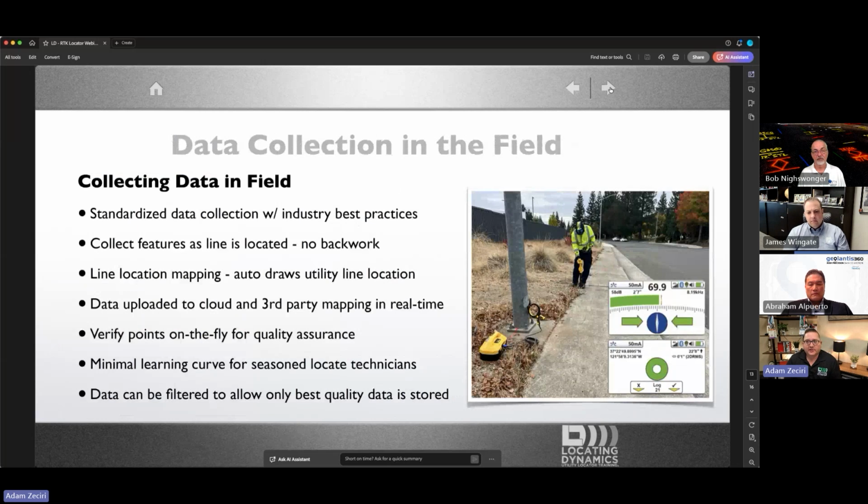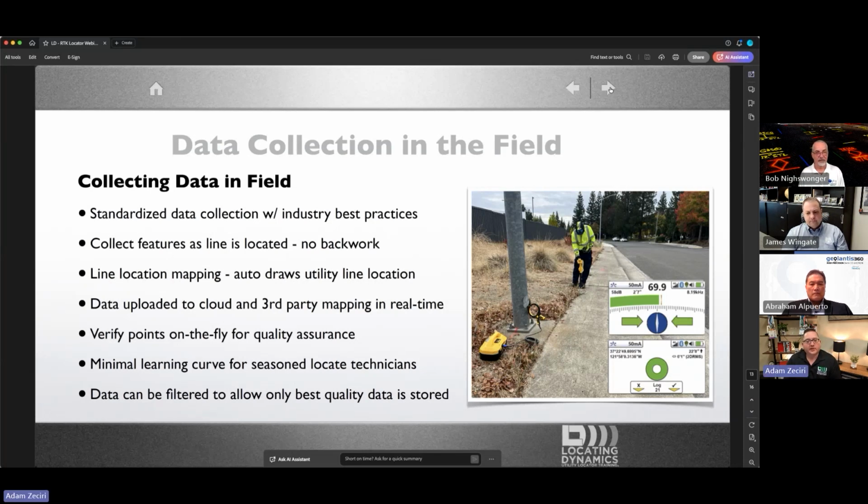Collecting data in the field with this technology is pretty seamless compared to standard locating. You use your standardized data collection methods with your industry best practices. You're still going to need to make sure of peak, null, and a good ground field, good current, things like that. All of those locating things definitely still apply to make sure you have good quality data. Collect features as the line is located, so there's no backwork. This will actually stitch points from point number 1, point number 2, point number 3, and draw a line automatically for you.